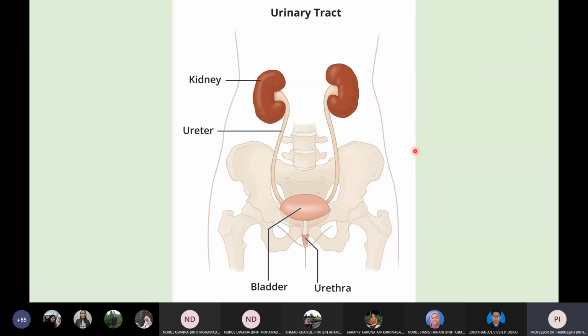Okay, just briefly, you have learned this, right? What is the urinary tract made up of? Thank God you have a pair of them: kidneys, and ureters, which drain into the bladder, and the bladder will pass out urine through the urethra, right? Okay.